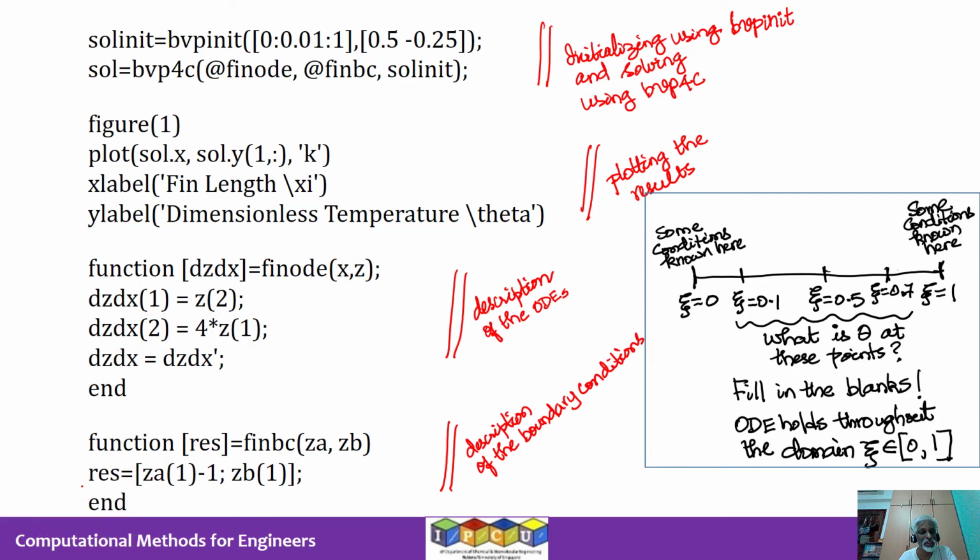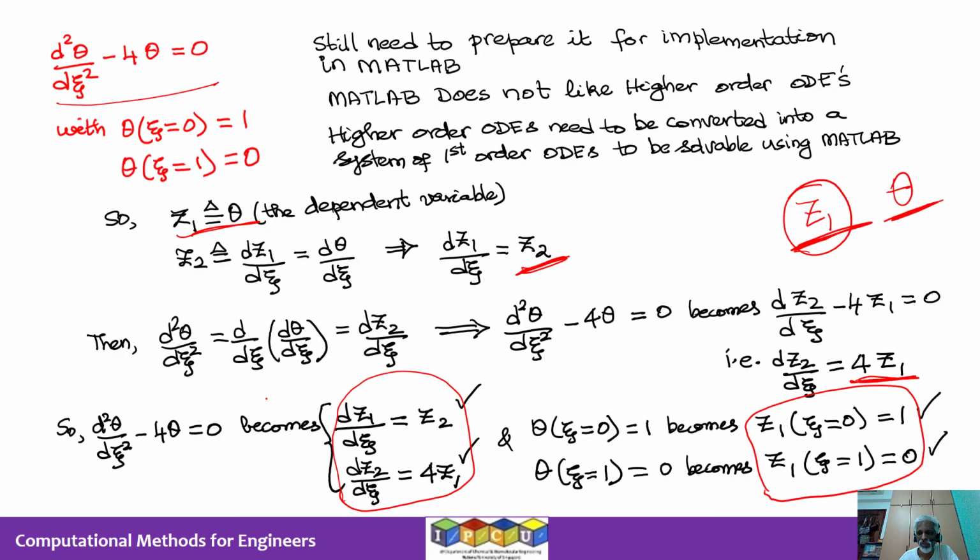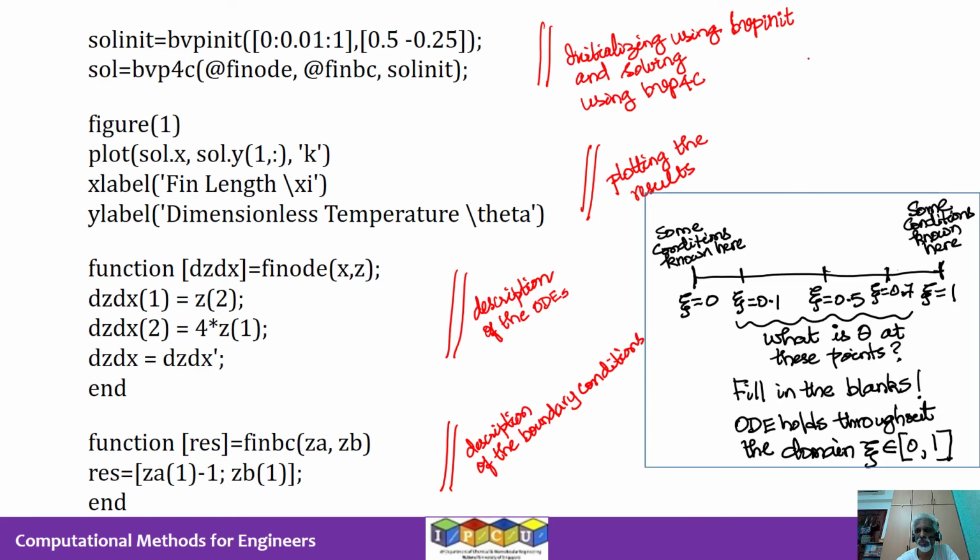The last thing that we need to do is to specify the boundary conditions, right? So this is the part that describes the boundary conditions. So what we are going to say here is the boundary conditions are, if you remember, z1 at psi equal to 0 is 1. z1 at psi equal to 0 is 1. And z1 at psi equal to 1 is equal to 0. These are the two boundary conditions given.